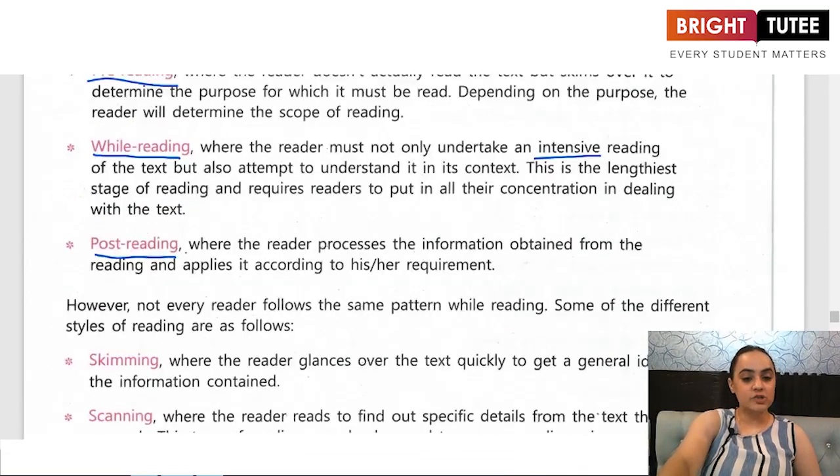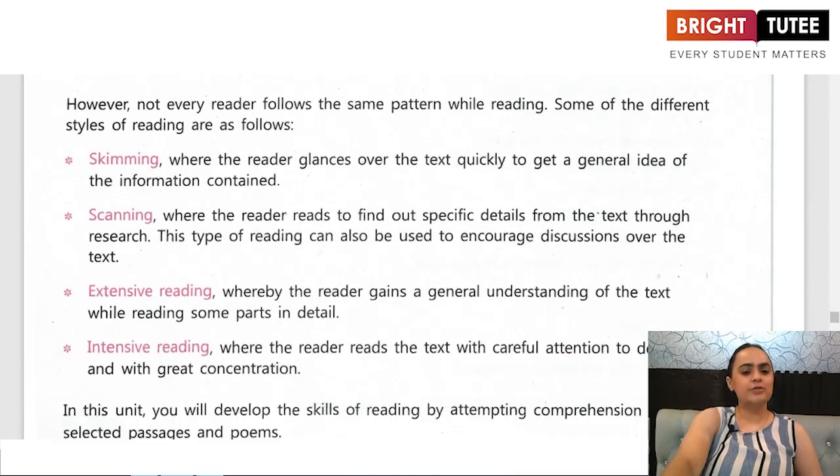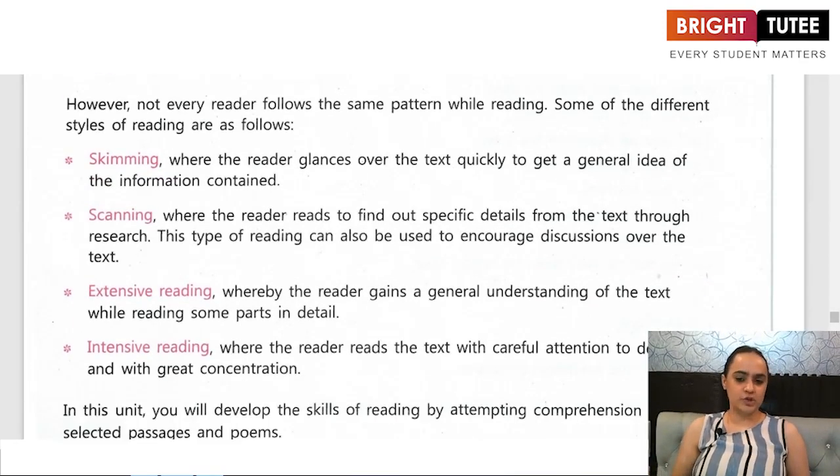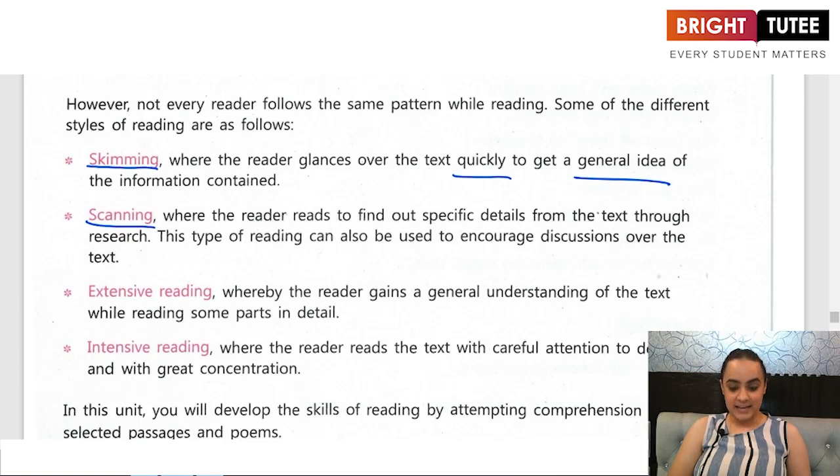Now, as I have mentioned a few terms, there are a few styles in which a reading comprehension is attempted. We have skimming. Skimming means going through something very quickly, so as to get a general idea of the information contained in the passage. Then is scanning. What is scanning? It is to find the specific details. And whenever you have to find the specific details, obviously it takes place in depth, at length.